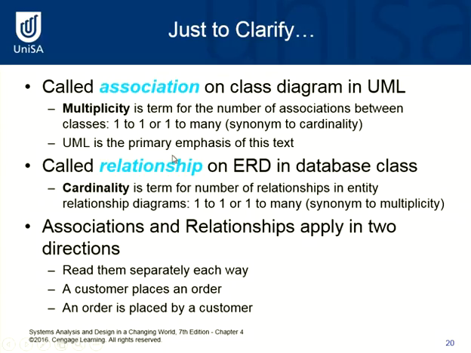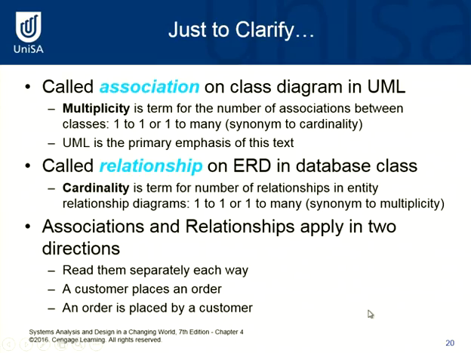Multiplicity is the term for the number of associations between classes. So we can have a one-to-many relationship between classes. We can have a one-to-one relationship between classes. We can have a many-to-many relationship between classes, or a zero-to-many. Many different associations. And you've probably looked at this in databases as well. I'm assuming and hoping that you've covered it in databases. So we need to read them separately each way. For example, a customer places an order, or an order is placed by a customer.